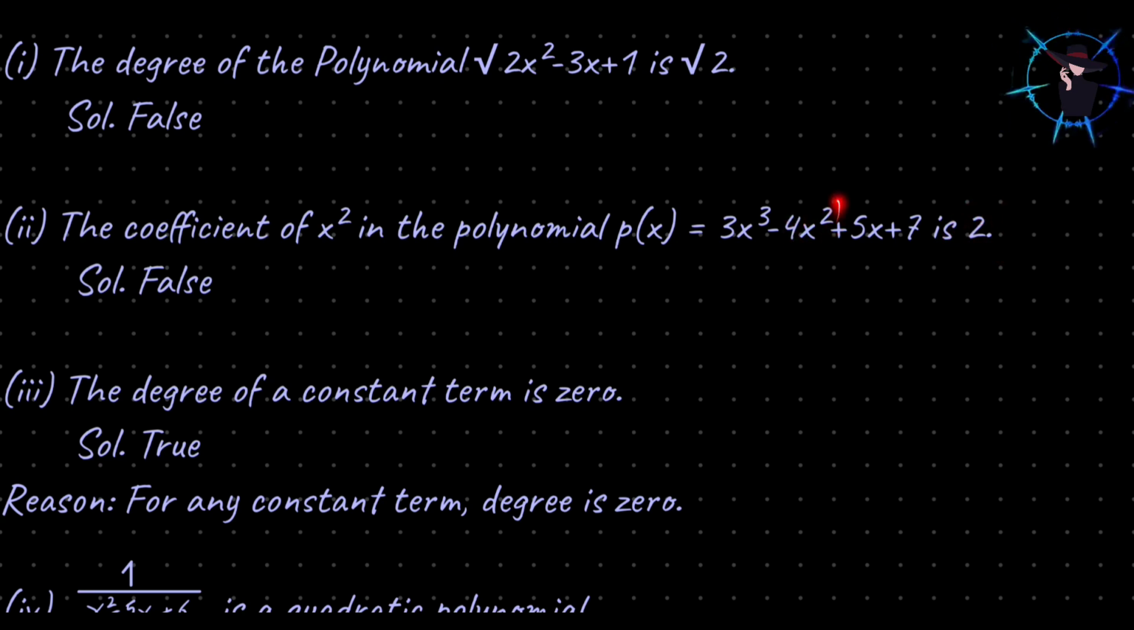The coefficient of x square in the polynomial is 2. Where is x square? Here. So what's the coefficient? It's minus 4. Is it 2? No. False.